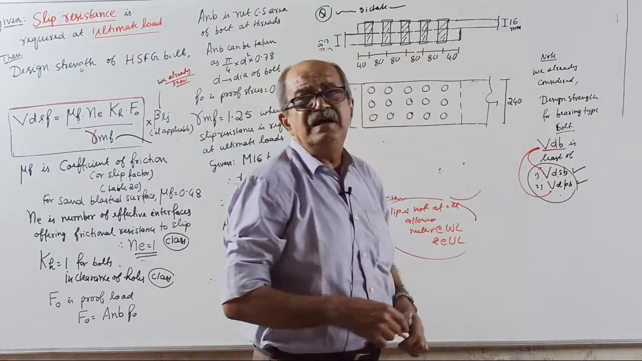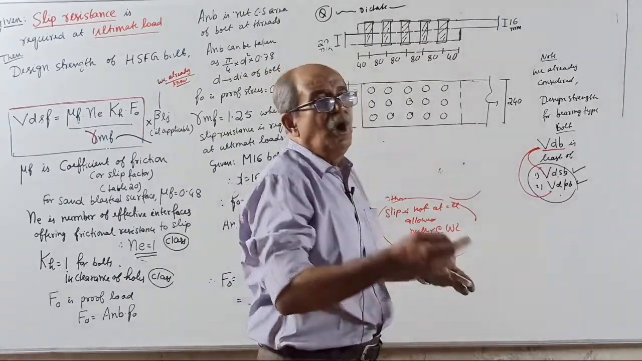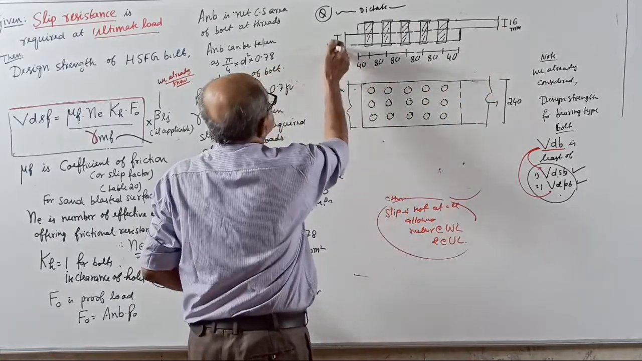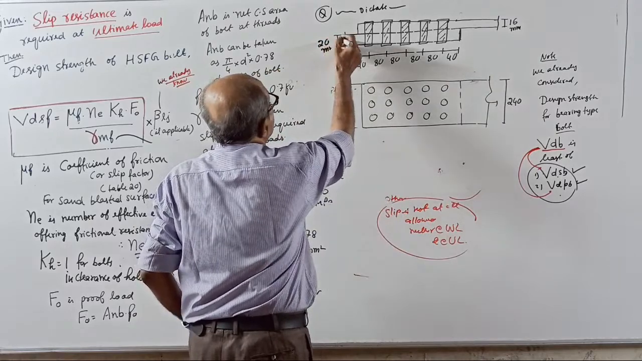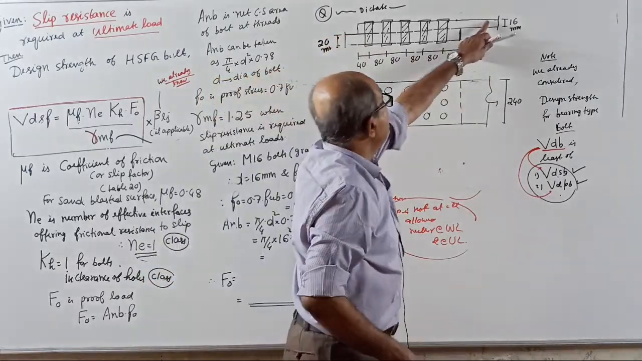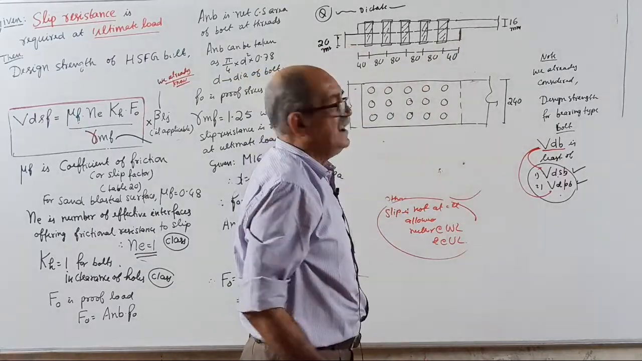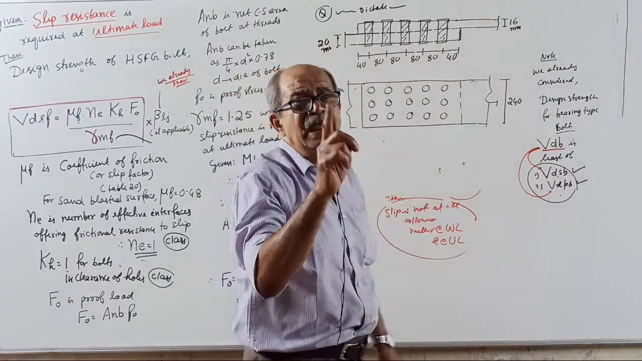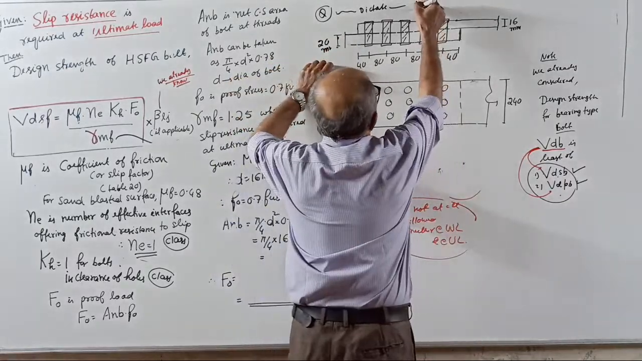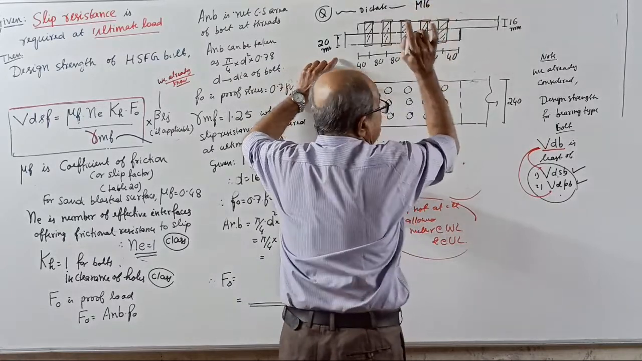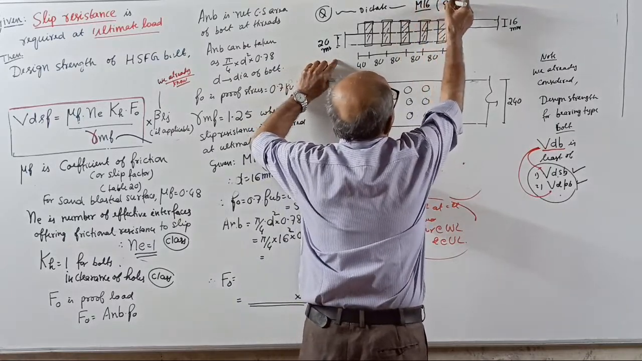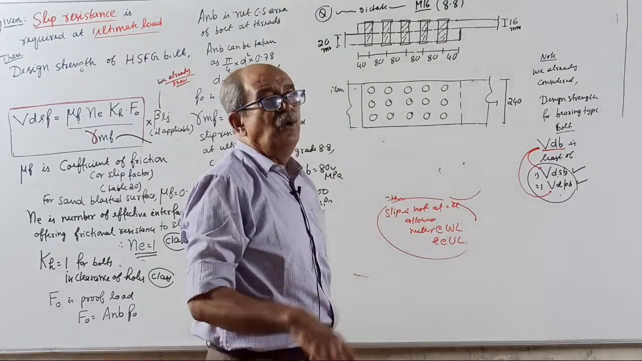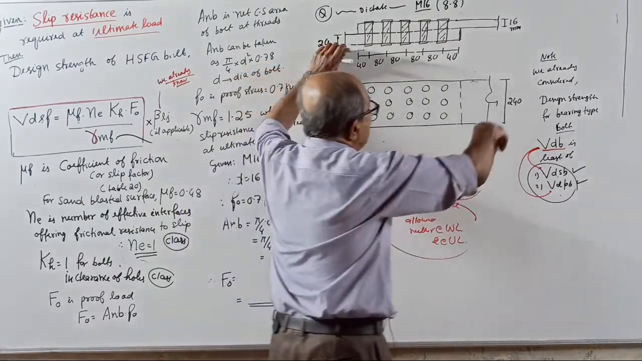A lap joint is made by overlapping a plate of 16 mm over another plate of 20 mm thickness. Pure imagination. Now, 16 mm thick plate over 20 mm thick plate. Then, there are 15 bolts of M16, grade 8.8. How are 15 bolts given? The width of the plates is 240.